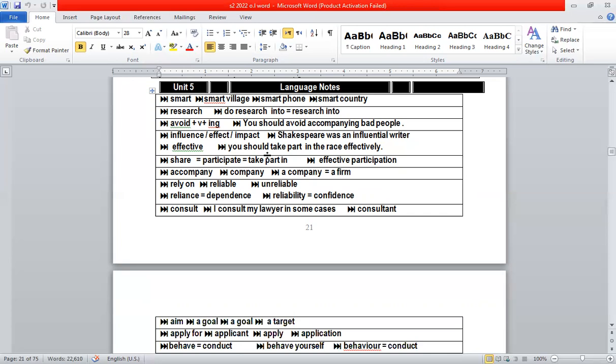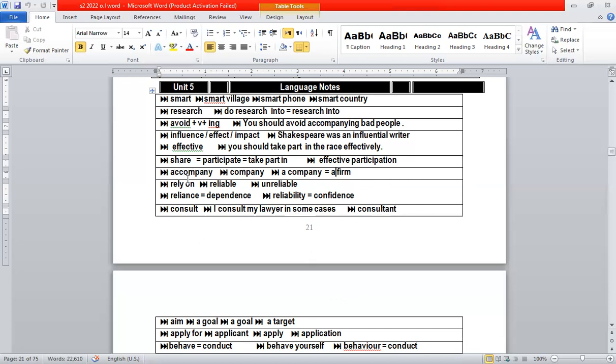Accompany, we have words like company, accompany, affirm. Accompany means to be with someone else, with another person. Like this example, you should avoid accompanying bad people. So this is accompany. What about company? Company is a firm. What is a firm? It's an organization or association. So the same meaning. Company, firm, association, all of them are the same.